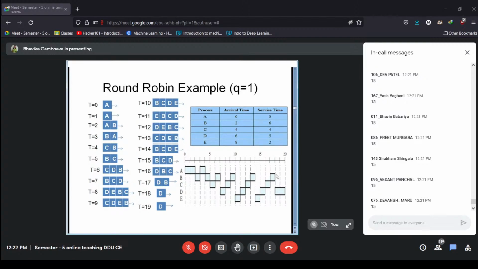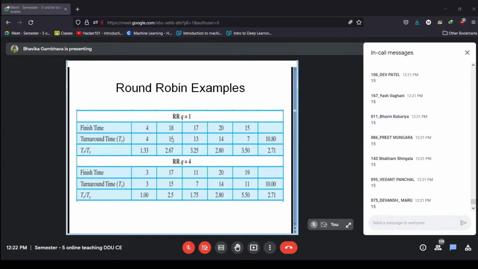For B, it is completed at 18. 18 minus 2. So, it should be 16. Please confirm whether for C, are you getting 13? For D, 14. And for E, is it 7? Okay. Then, these are the normalized turnaround times. What is normalized turnaround time? Can you tell me? How do you find it?